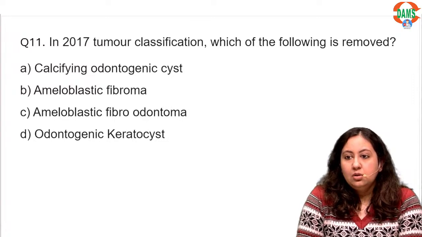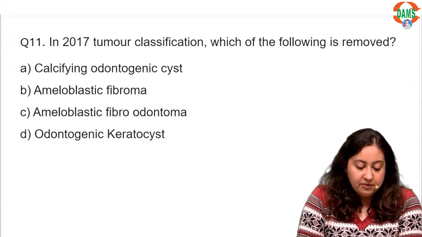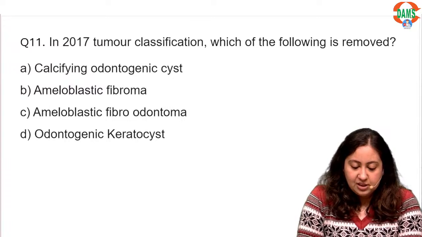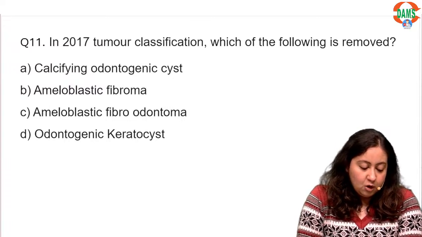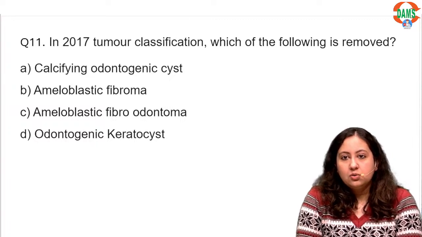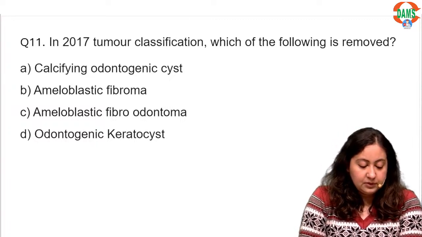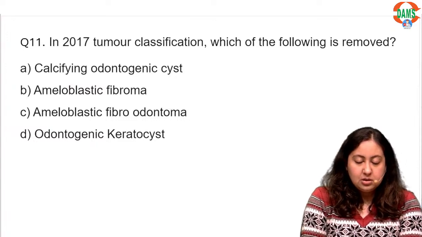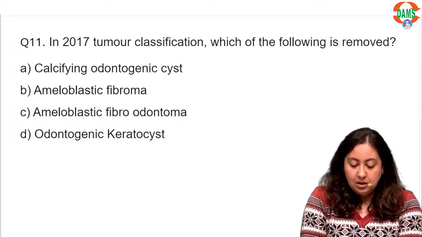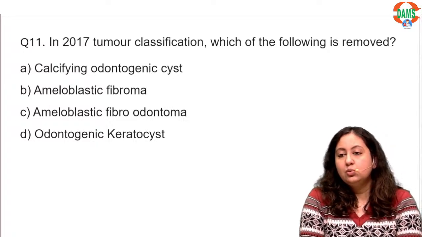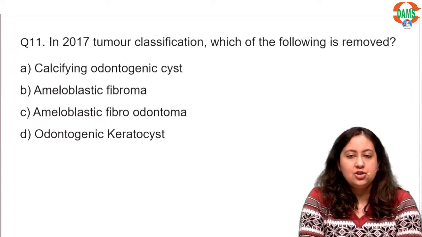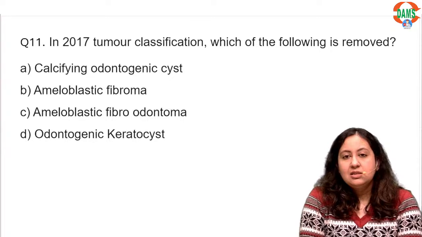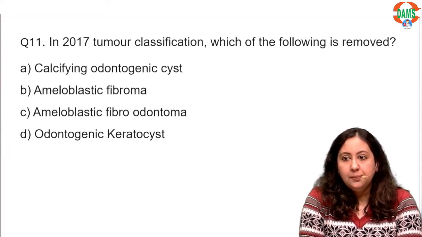So, coming to the next question, that is question 11. In 2017 tumor classification, which of the following is removed? Option A is calcifying odontogenic cyst, ameloblastic fibroma, ameloblastic fibrodontoma, and odontogenic keratocyst. Fine. I do not know why this question has been asked, because to answer it you have to remember the entire classification of odontogenic cysts and tumors both.